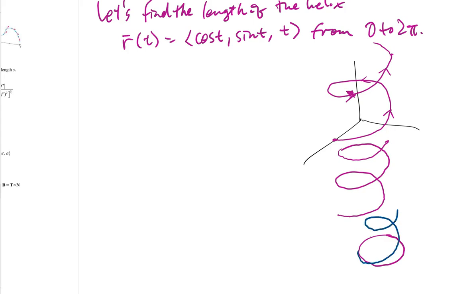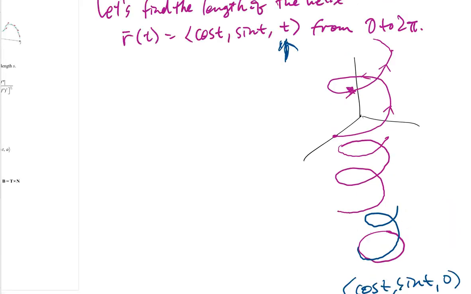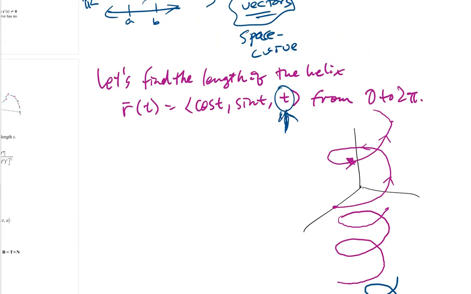Now, what tells you that? Well, the t value does. As t increases, the z value increases. With a regular old circle, it would be cosine t, sine t, 0, and that will give you your good old friend, the unit circle. But with this helix, you have this t value, and so it's going up as you draw.